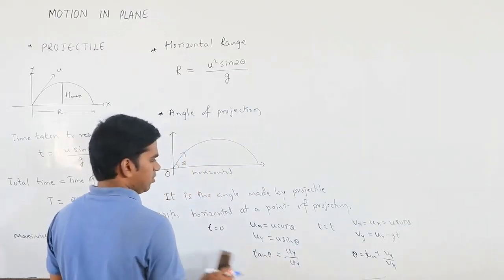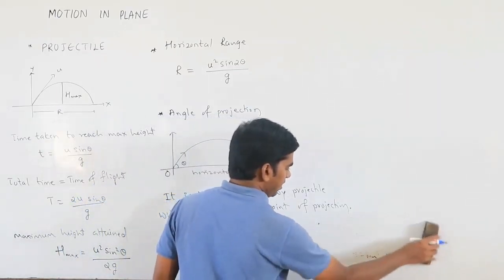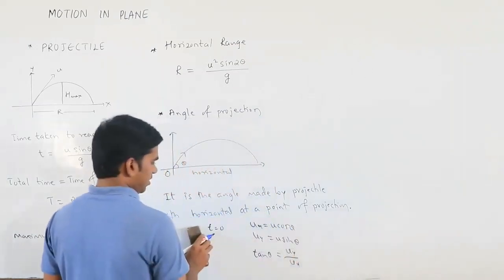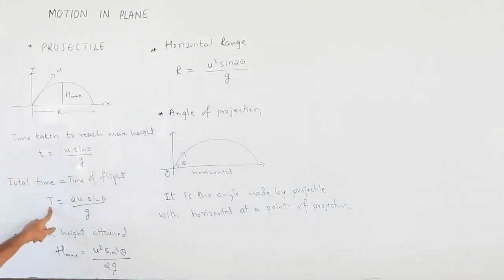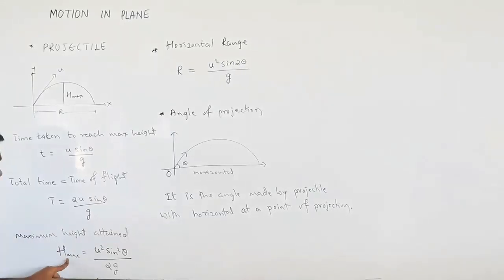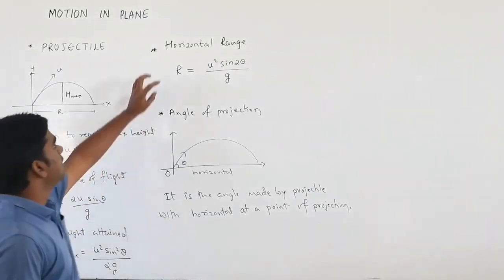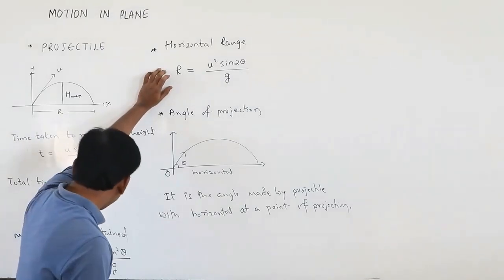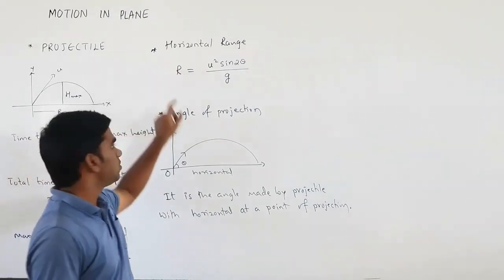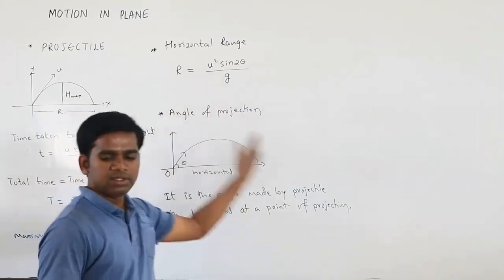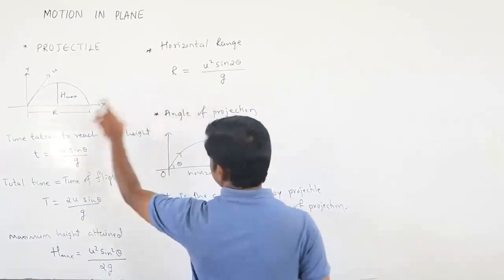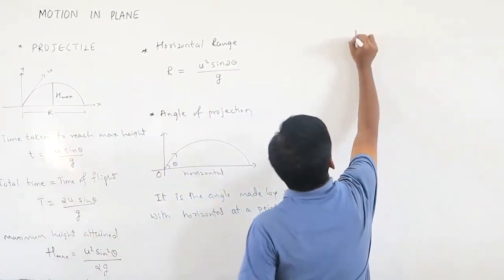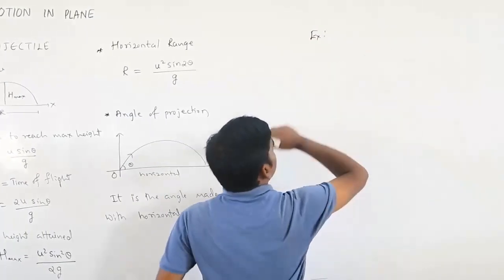Don't worry about how to find the angle of projection; you can get it from any of these equations. Suppose they give the total time or time of flight, you can find theta with the help of this one. If they give the horizontal range, you can find theta from this one. If they give the maximum height, or the horizontal range, you can substitute here and find theta. That we'll see when we solve the problems. Now if I take an example based on all these formulae, suppose a bullet is fired.